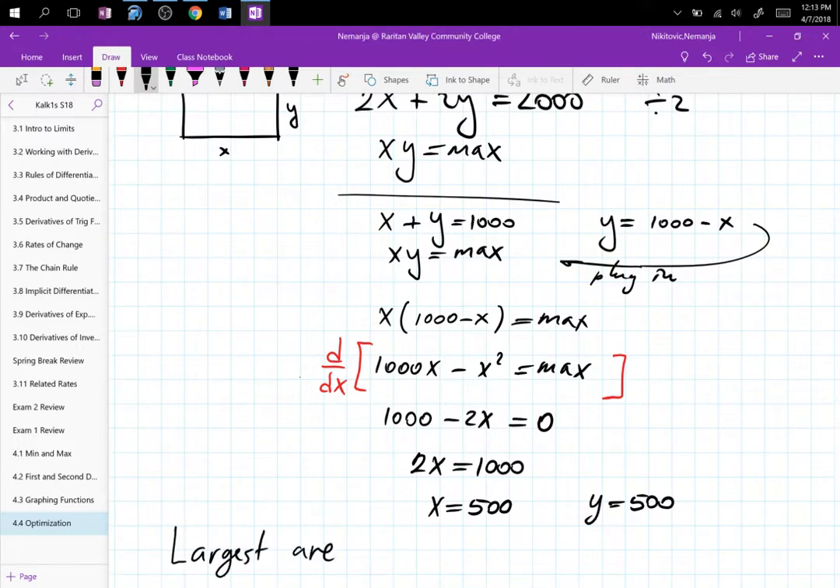Largest area at 500 by 500 yard. It's a word problem, so the sentence at the end. You don't have to write a 5-page essay, just one sentence answering the question. Largest area at 500. You can also compute that area, right? If you want to.